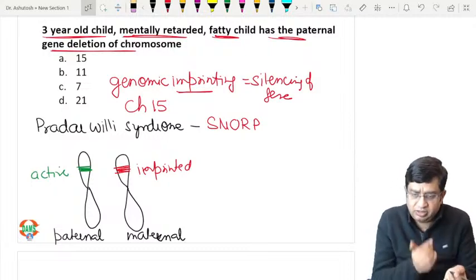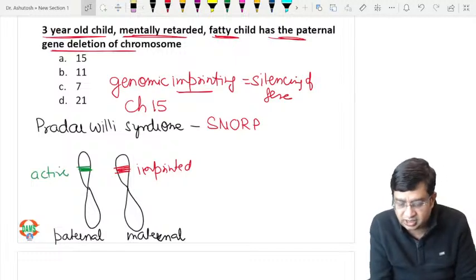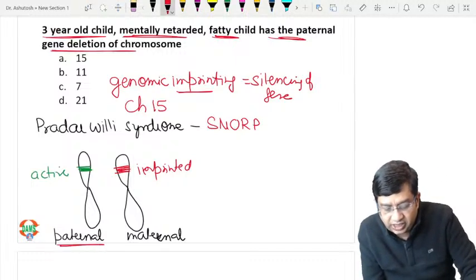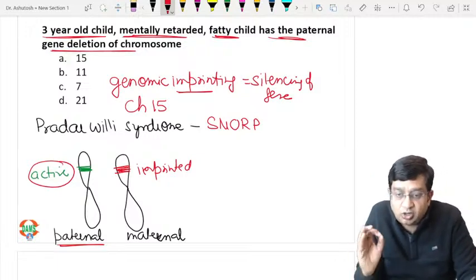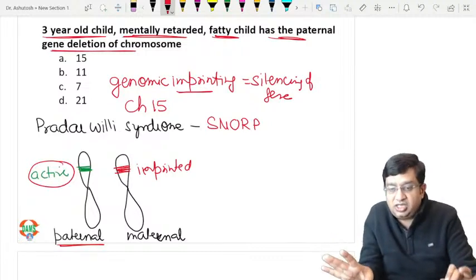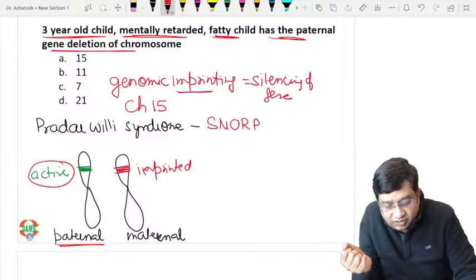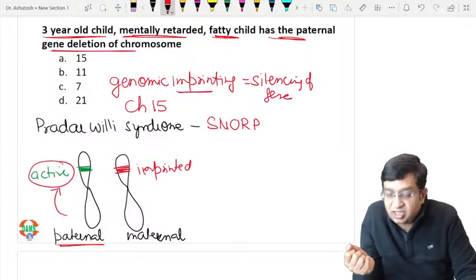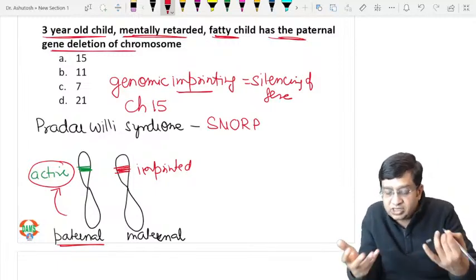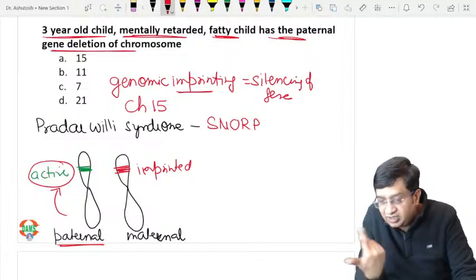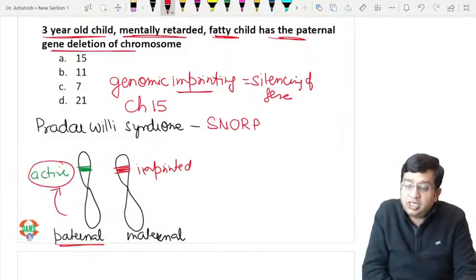If it was that condition, the same thing will come. So on the paternal chromosome it is active and on the mother it is imprinted, and imprinting is a normal phenomenon. It is not a disease. Now how will the disease take place? Disease will take place if there is deletion of the paternal gene, because the active gene normally produces protein which is sufficient for the body. If that active gene is lost, there will be the disease.